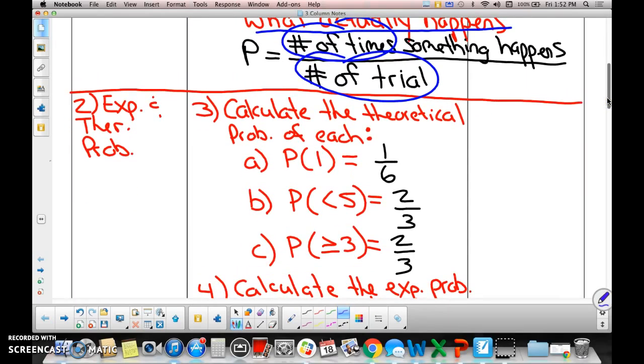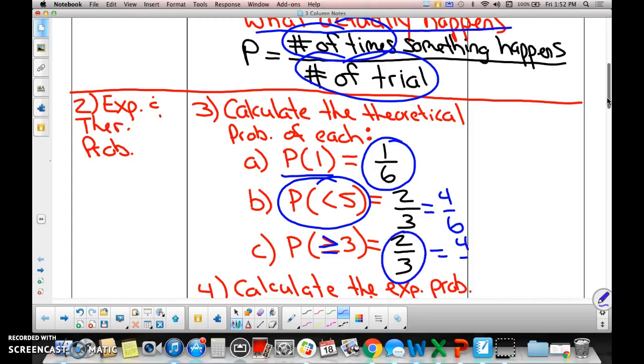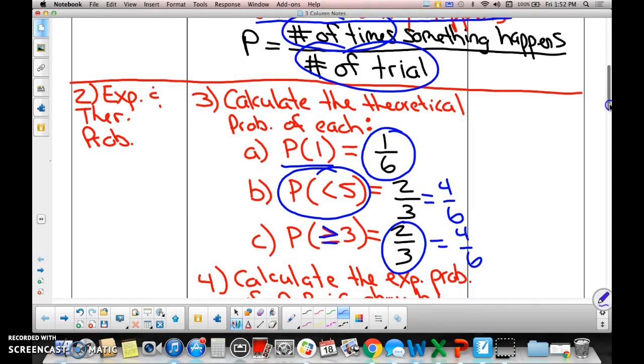You guys calculated the theoretical probability of rolling a 1 on a number cube, and you said it was 1/6. Because there's 6 numbers on a number cube, right? So about 1 every 6 times you're going to roll a 1. You said the probability of rolling something less than 5 would happen 2/3, which was 4 out of every 6 times, because you could roll a 1, a 2, a 3, or a 4, right? You said the theoretical probability of rolling something bigger than or equal to 3 was also 2/3, because 2/3 is equal to 4/6 and reduce 4.